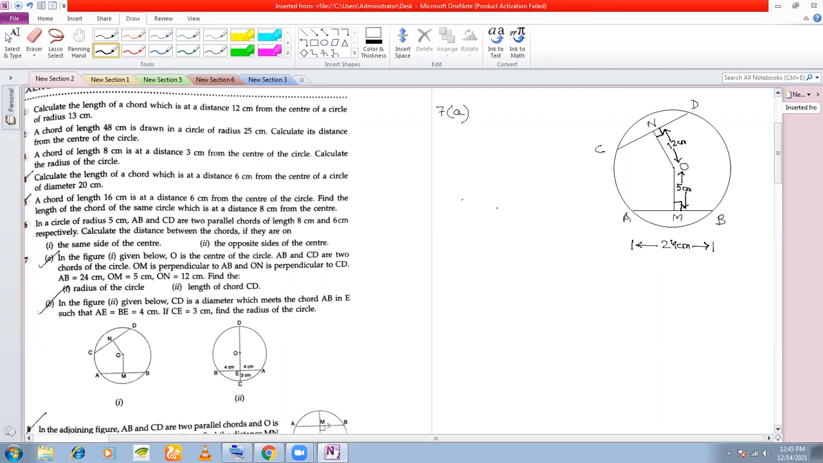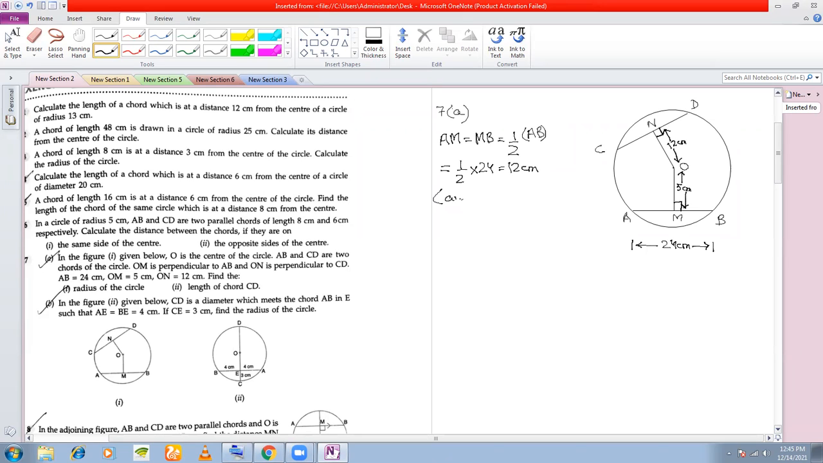Find, first question, the radius of the circle. And the second question is the length of the chord CD. How do you find out the radius of the circle? See that AB is a chord and OM is perpendicular to AB. Then what can I say about the two lengths AM and MB? AM must be equal to MB, which is half of AB, which is half into 24, which is 12 centimeters.